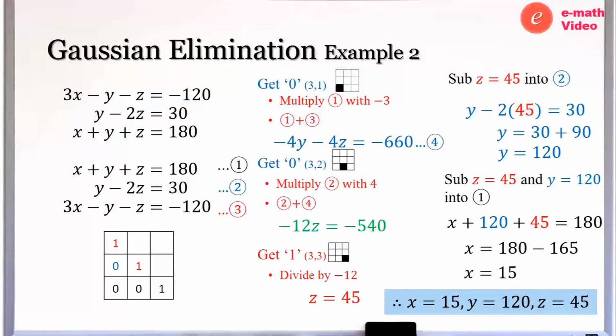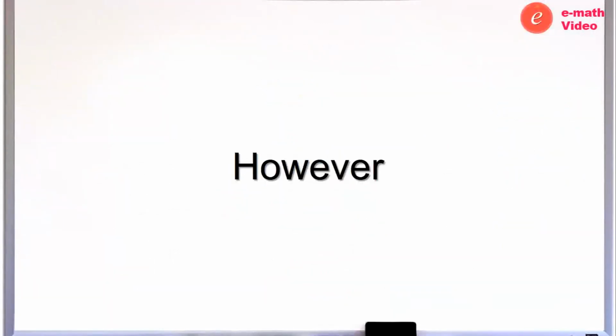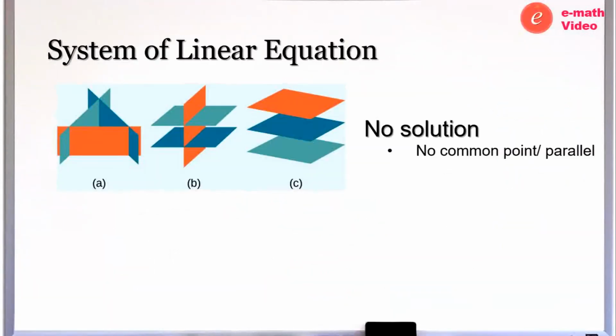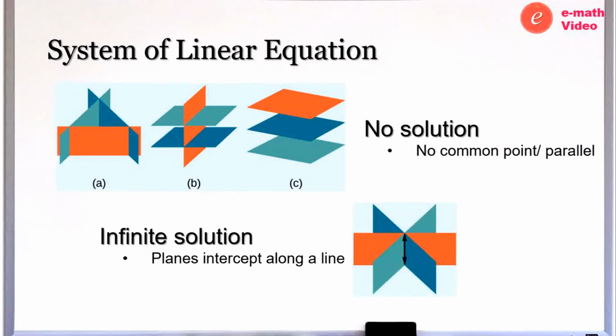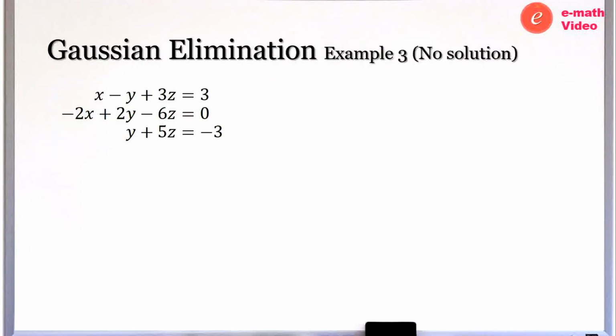Look at what we did. We actually derived the elimination method from Gaussian elimination. Elimination method is what we commonly use, grad. However, what if the system has no solution or infinite solution? How do we know that? By using Gaussian elimination? Look at this example 3.